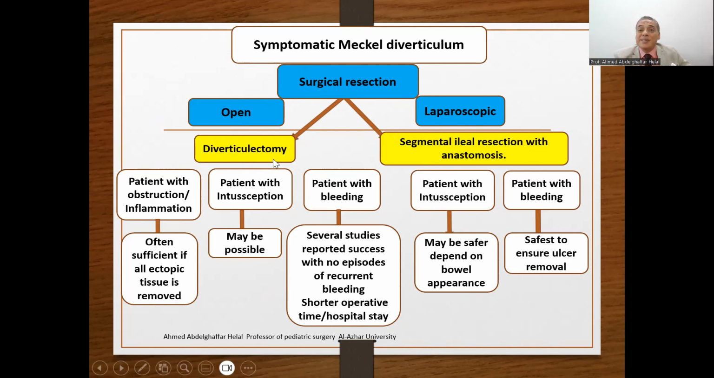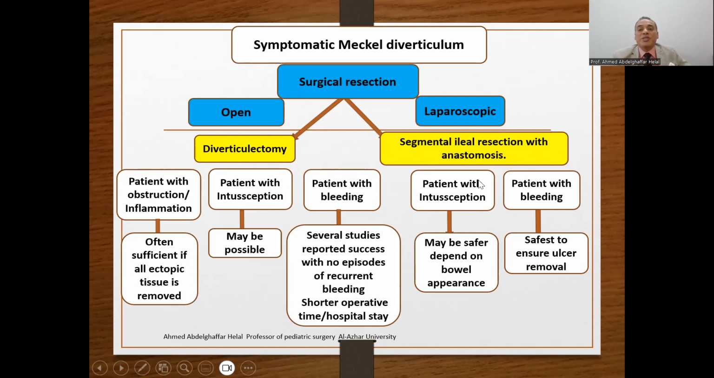When to perform this and when to perform that? Removal of the diverticulum: in patients with obstruction or inflammation, it is often sufficient if the pediatric surgeon is sure that all ectopic tissue is removed. In patients with intussusception, it may be possible to remove only the diverticulum, depending on the appearance of the bowel. In patients with bleeding, several studies reported success with no episodes of recurrent bleeding and shorter operative time and hospital stay regarding removal of the diverticulum only.